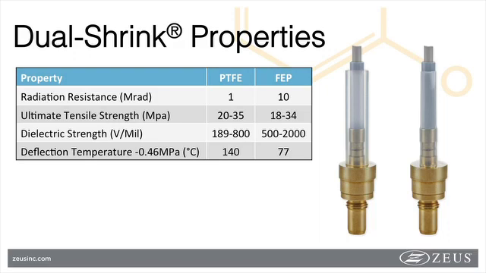In this table, the tensile properties as well as dielectric strength and deflection temperature are summarized for both PTFE and FEP. Clearly, the combination of these two materials, with the deflection temperature of PTFE, 140 C, and the dielectric strength of FEP, up to 2,000 volts per mil, for example, creates an unparalleled product.